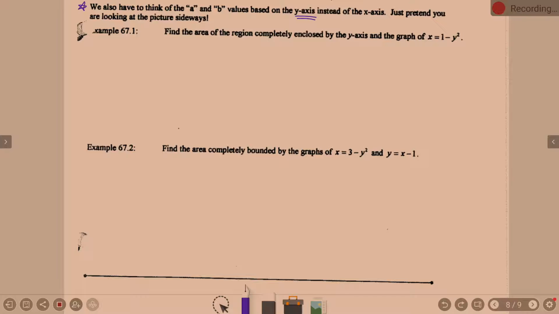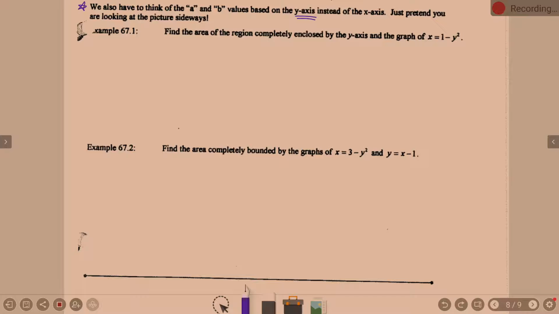Y equals x squared is a parabola that either goes up or down. X equals y squared is a sideways parabola, a parabola that opens left or right. A normal sideways parabola is going to open right. This is a negative y squared, so it's actually going to open left.